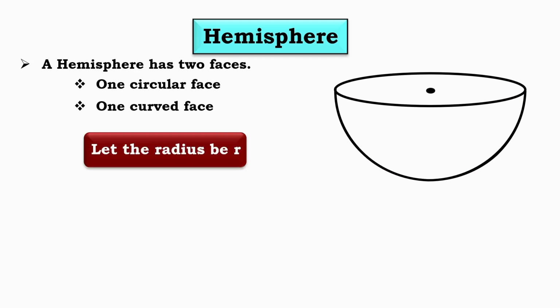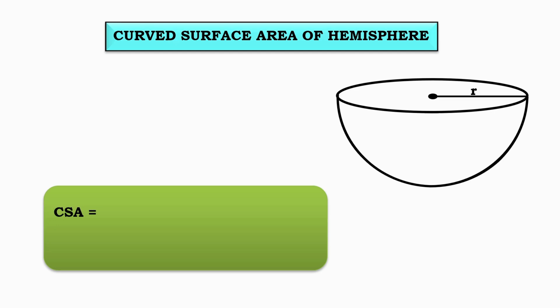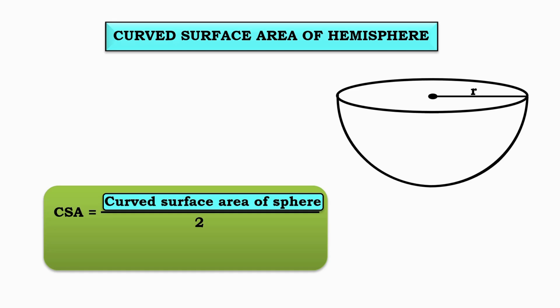Now let us consider the radius as r. Let us calculate the curved surface area of the hemisphere. We know that a hemisphere is half of a sphere, and we already know the curved surface area of a sphere. So for the hemisphere, the CSA will be the curved surface area of the sphere divided by 2, since it is half of the sphere. The CSA of a sphere is 4 pi r square, so for the hemisphere it will be 4 pi r square by 2, that becomes 2 pi r square. That is the CSA of the hemisphere.